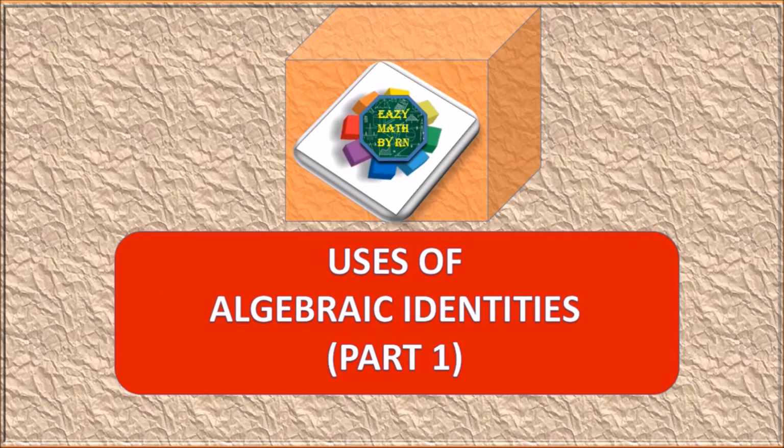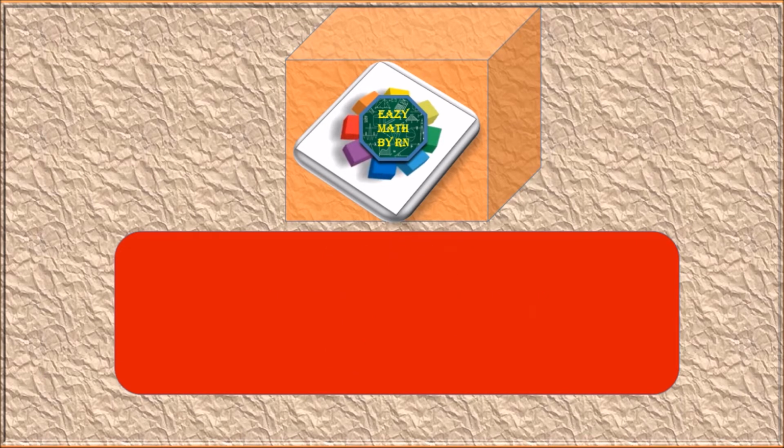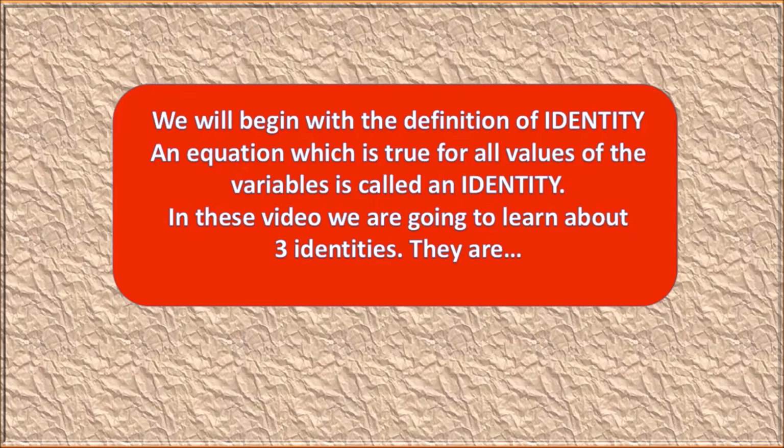Today we are going to learn the uses of some of the algebraic identities. So to begin with, let's first understand what is an identity. An identity is an equation which is true for every value of the variable which is present in that equation. In this video, we are going to learn about three of the algebraic identities.